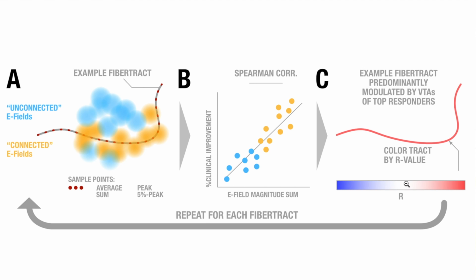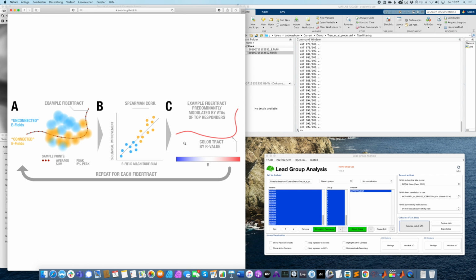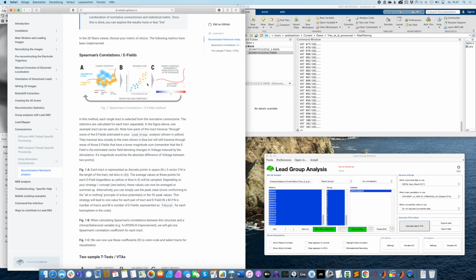So the idea here is really how much can the tract discriminate between the poor responders and top responders. If it's predominantly modulated by top responders, then it gets a positive value. If it's predominantly modulated by the poor responders, then it gets a negative value, right?